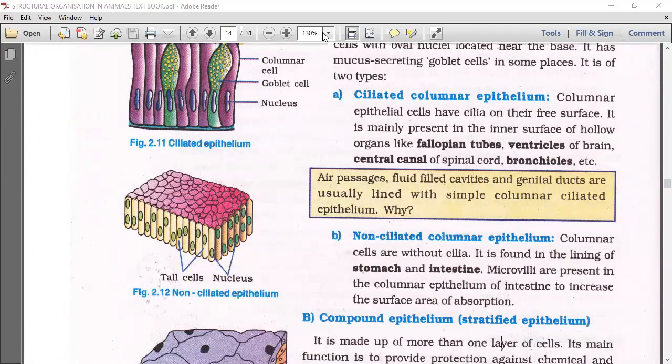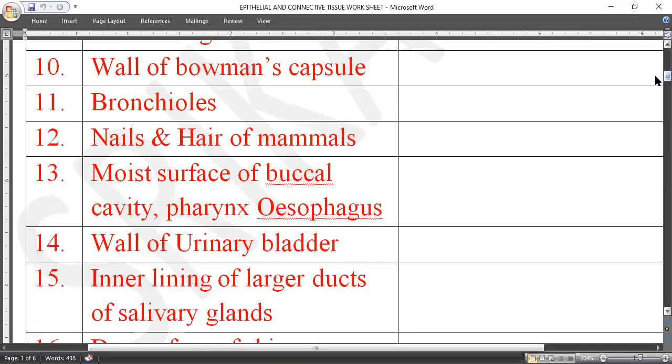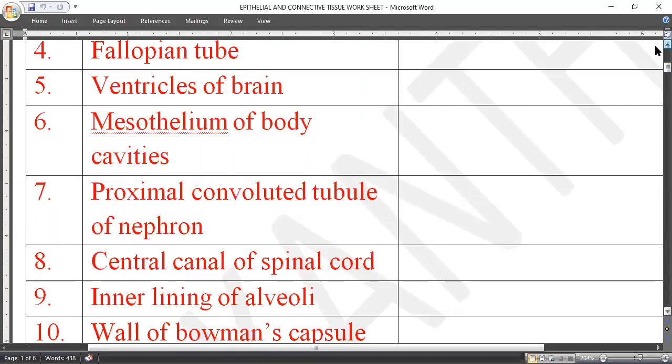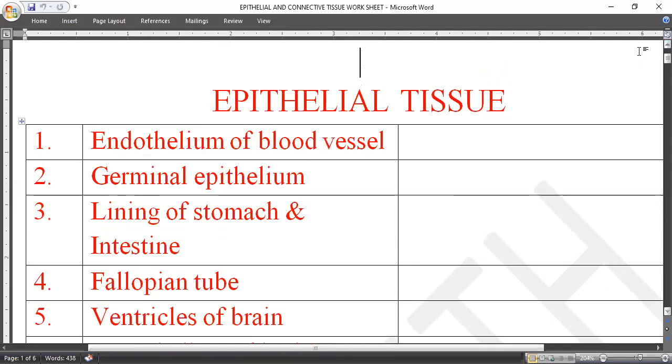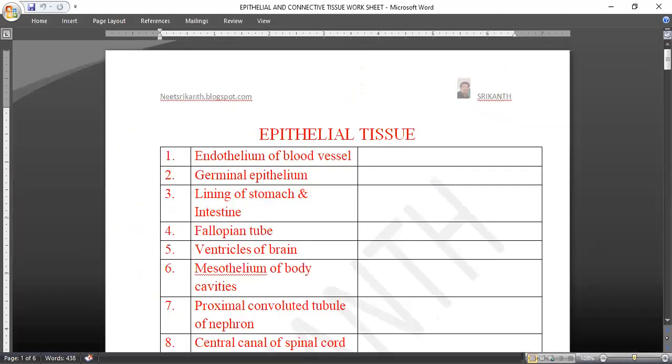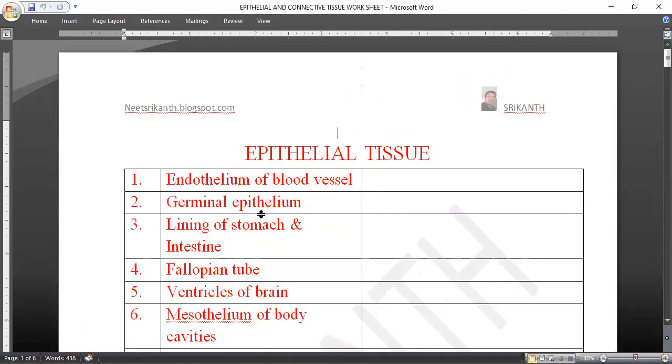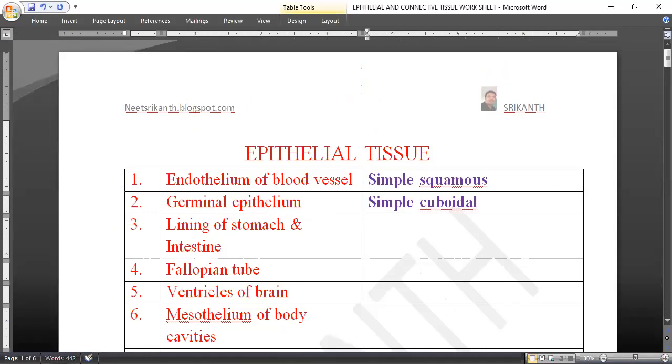If you read only in that way, you may not remember it. So that's why I'm suggesting, after all this reading, come back here and try to answer this particular worksheet. Endothelium of blood vessel: simple squamous epithelium. In the reverse manner, example first: endothelium of blood vessel, simple squamous epithelium; germinal epithelium, simple cuboidal. If you are able to answer, I am requesting you to answer.